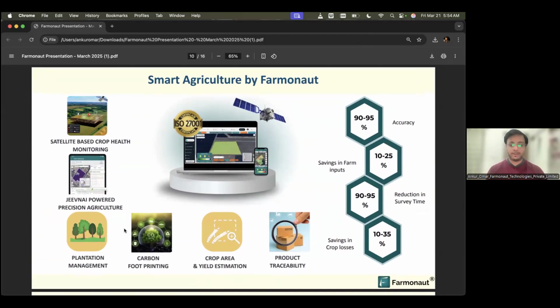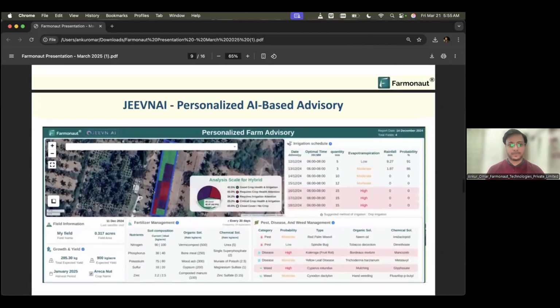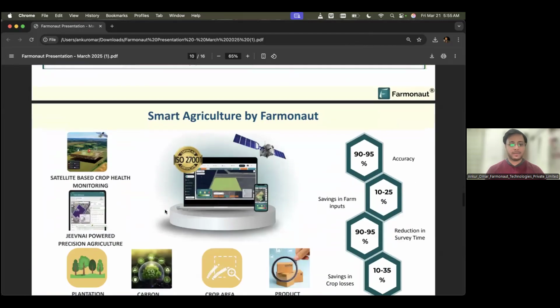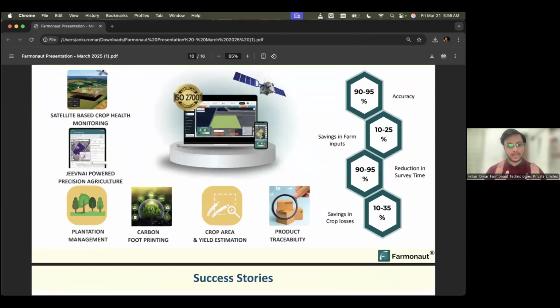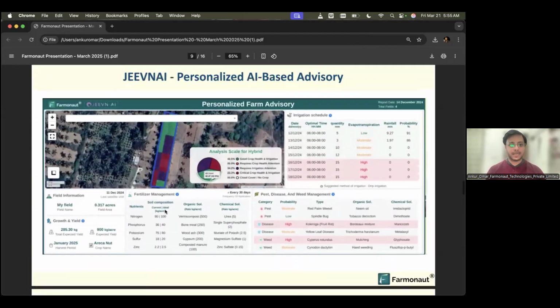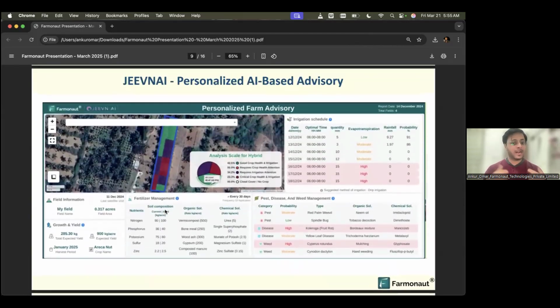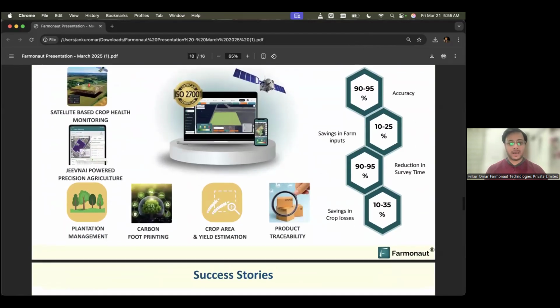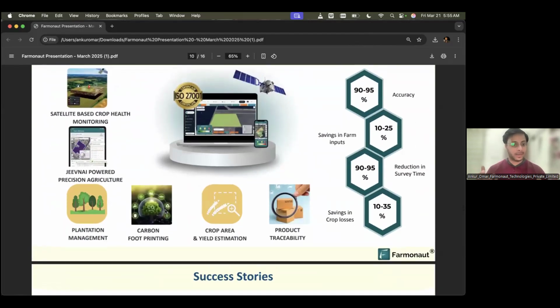In terms of value addition, so far we have seen that farmers are able to save anywhere between 10 to 25% in total expenditure on farm inputs. Because you know where you have to go and do the survey, farmers are able to reduce their survey time by at least 90%. And because you know where a problem may arise, even before it appears, you are able to save around 10 to 35% in crop losses as well.